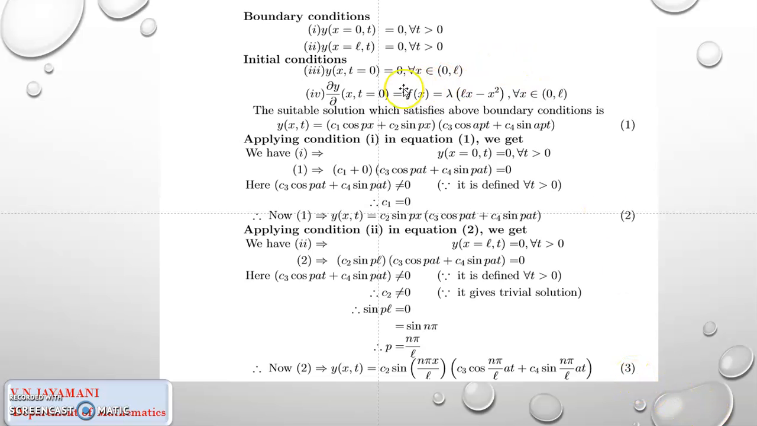Next we have to apply the third condition. What is our third condition? y of x comma 0 is equal to 0.